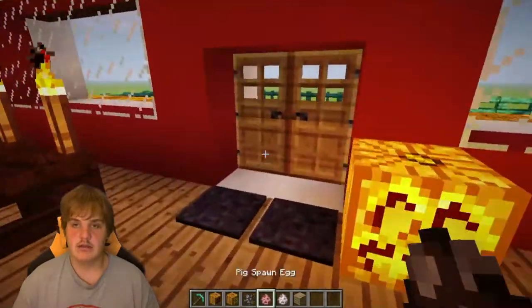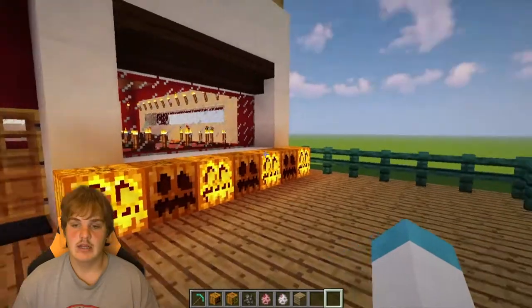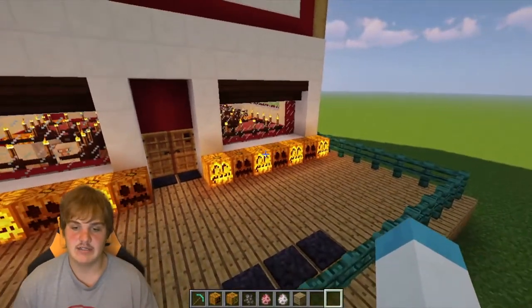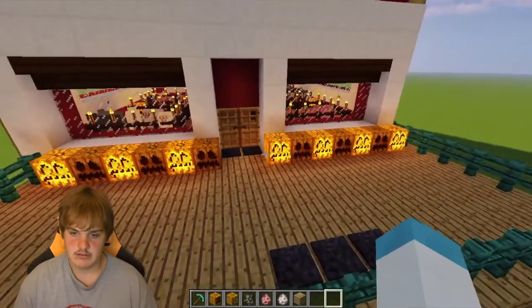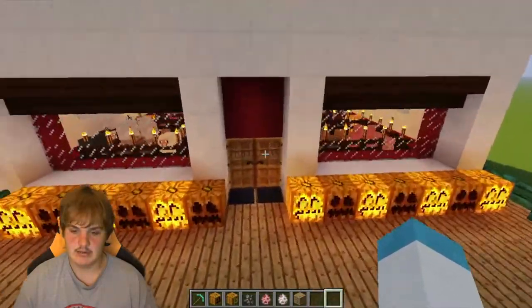Now I'm showing you the tour of my house. Here are the pumpkins and jack-o'-lanterns I put outside the house. All of that is outside the house.